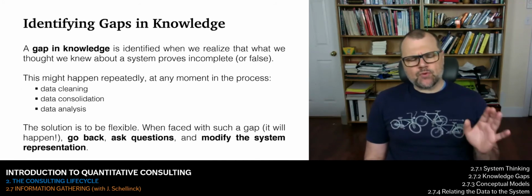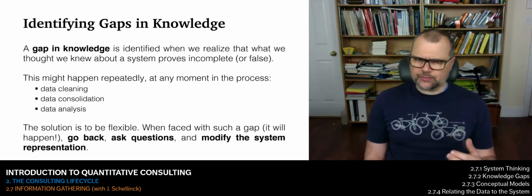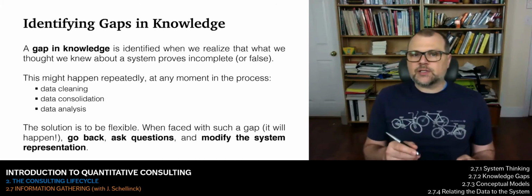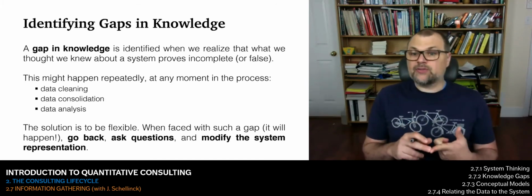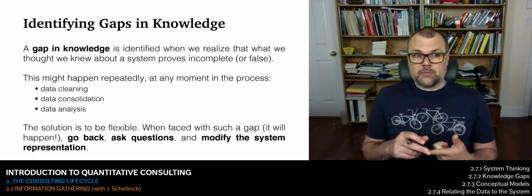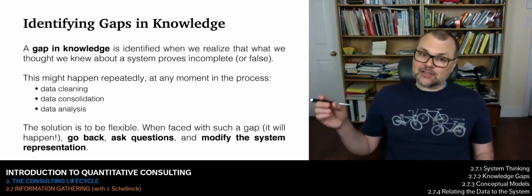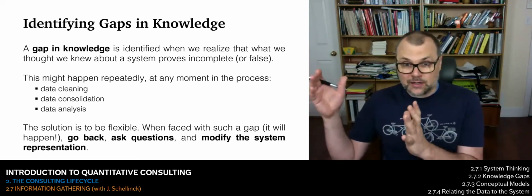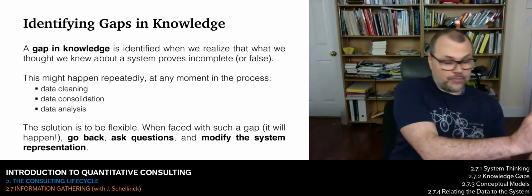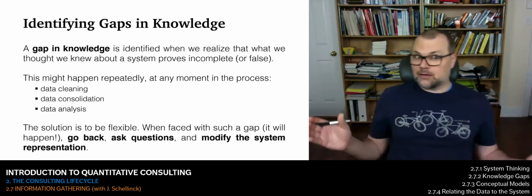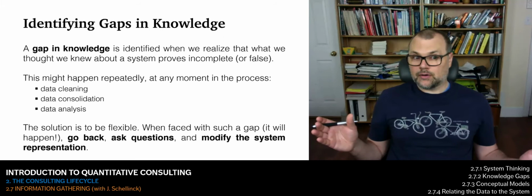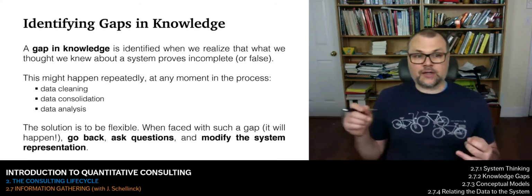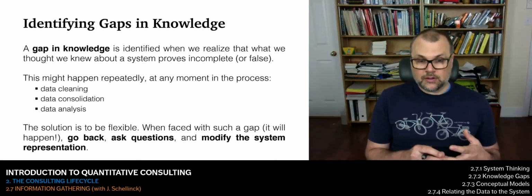Along the way, we may discover that we have gaps in our knowledge. When we realize that what we, or the experts, thought we knew about the system is actually incomplete or flat out false. But this could happen at any moment in the process of simplifying, of going from the universe in all its glorious detail to a single bit of actionable insight. There might be knowledge gaps everywhere. It could happen when you clean the data, it could happen when you consolidate the data, it could happen when you analyze it. You have to be flexible.